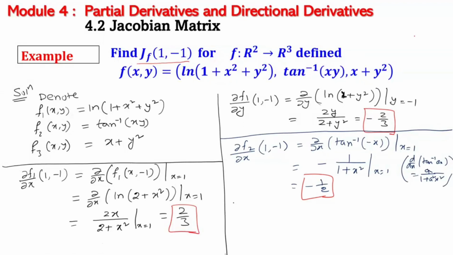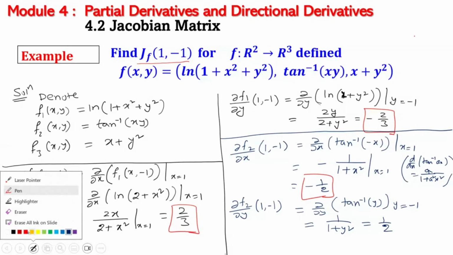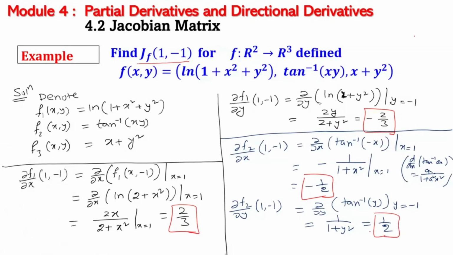Next, similarly, del f2 del y at (1, -1). So this is equal to del del y of tan inverse y at y equal to minus 1. So this is equal to 1 over 1 plus y square. So this is equal to 1 over 2.